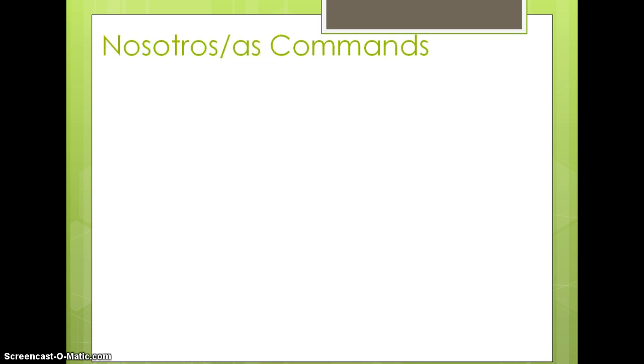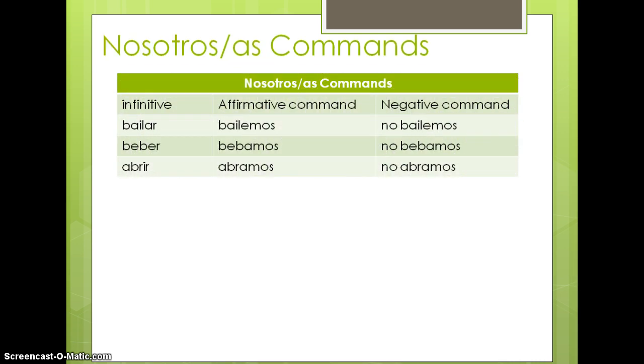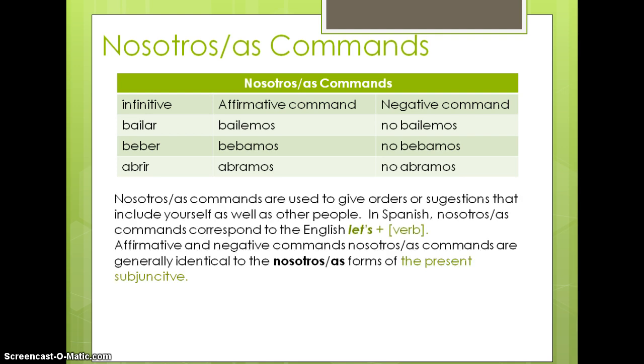Looking at our nosotros commands, here are your examples. Nosotros commands are used to give orders or suggestions that include yourself as well as other people. It's what we would in English probably say as let's dance or let's not drink. Affirmative and negative commands for the nosotros commands are generally identical to the nosotros forms of the present subjunctive. Bailemos, no bailemos.